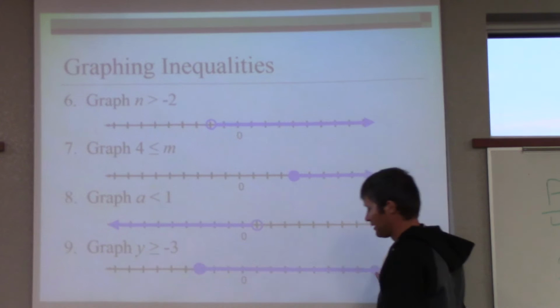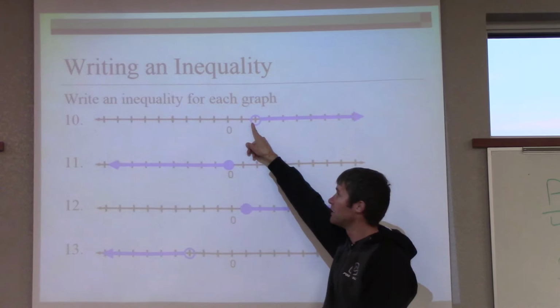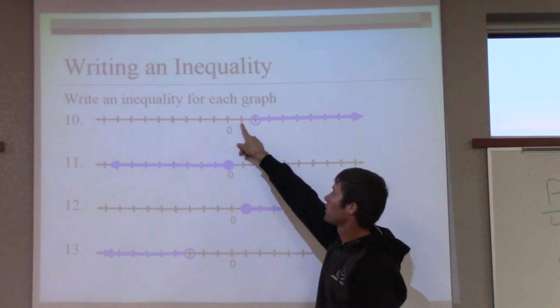Okay, so now we want to write an inequality form. Well, it's an open dot, so it's either going to be less than or greater than. We're pointing to the right, so that means it's greater than. So we just say n, and then we go to the value of 2. We just have x is greater than 2, or n is greater than 2.